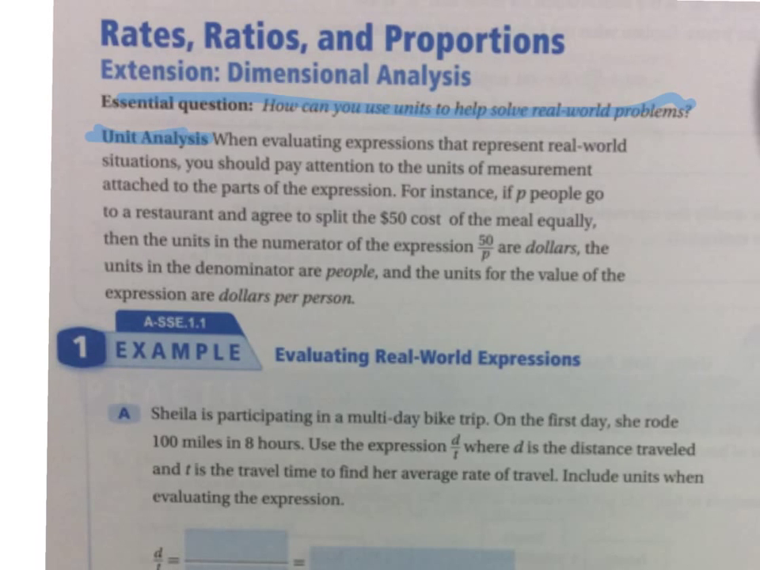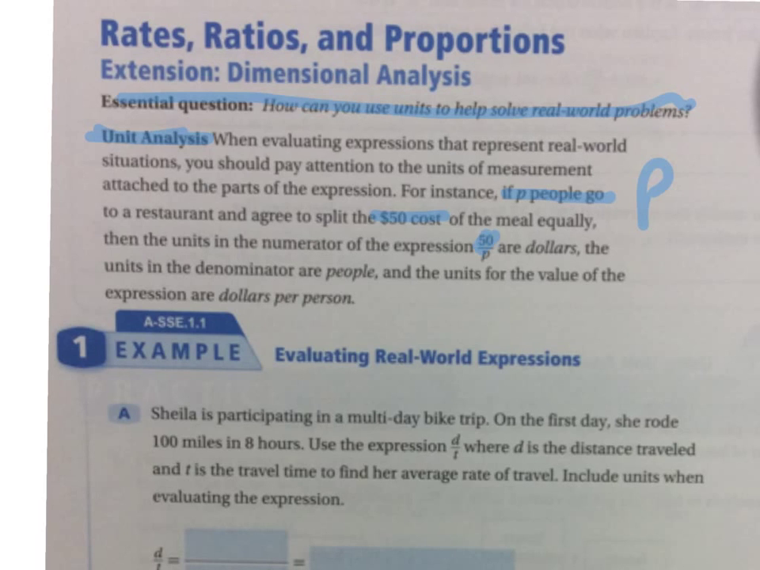So unit analysis: when evaluating expressions that represent the real world, you need to pay attention to the units of measurement. For instance, if P people, so you're going to use the letter P, go to a restaurant and agree to split the $50 cost of the meal. Well, think about it. If you have a $50 bill and you want to know the price per person, you basically divide 50 amongst your friends. So if you have like 5 people, 50 divided by 5 is $10 per person.